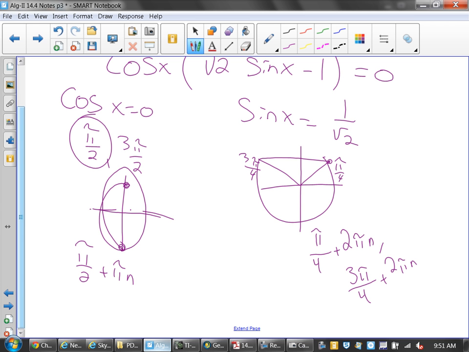And that's what we're looking at. Okay? If it asks you to find it within one revolution, you would just list out all those answers without having to do any of the general, without having to add on anything. So if it was an interval problem, I would have written both those down and just continued on my way.